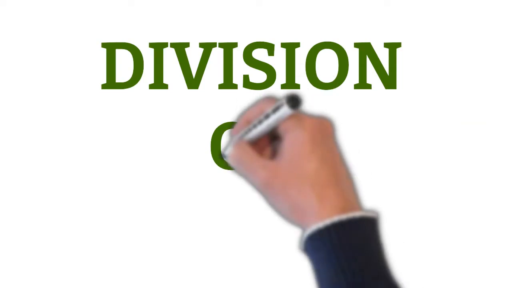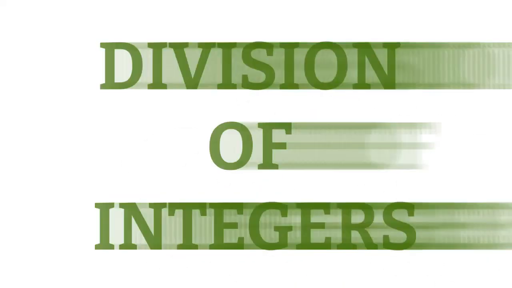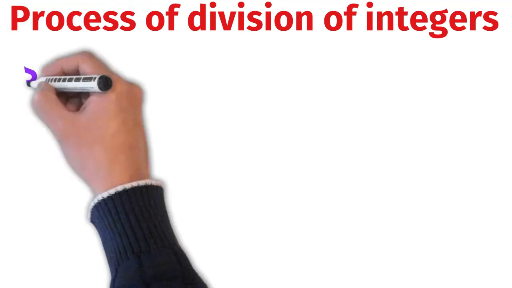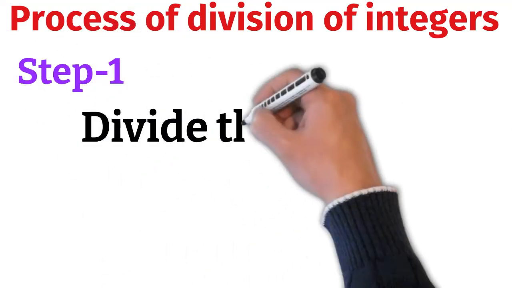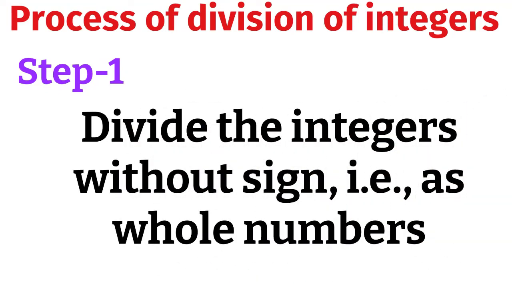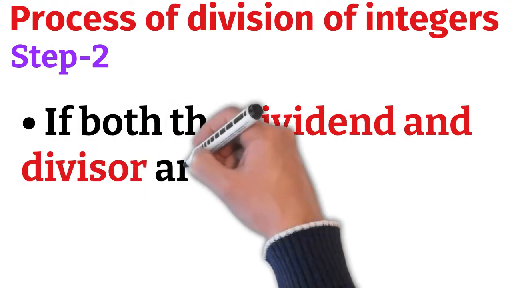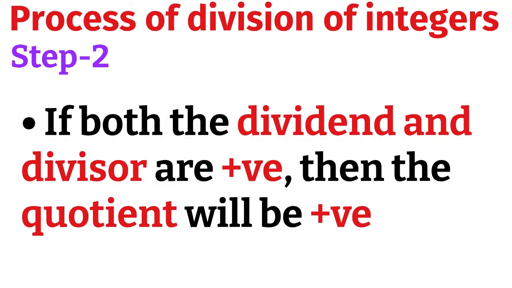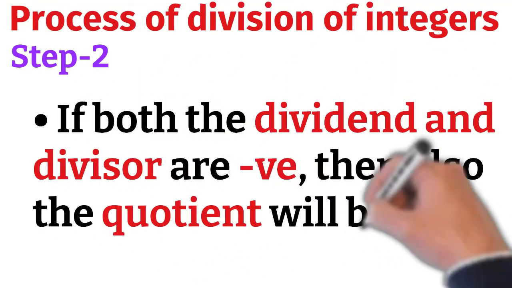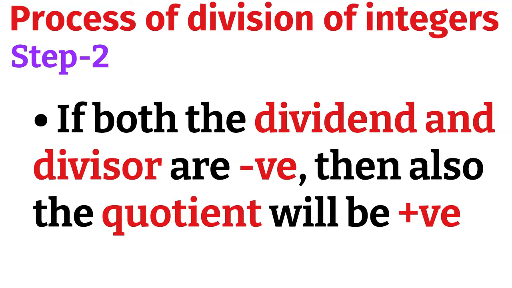Next, division of integers. The process of division of integers is like this. First step, divide the integers without sign, that is as whole numbers. Next, the following rules have to be followed. If both the dividend and divisor are positive, the quotient will be positive. If both the dividend and divisor are negative, then also the quotient will be positive.